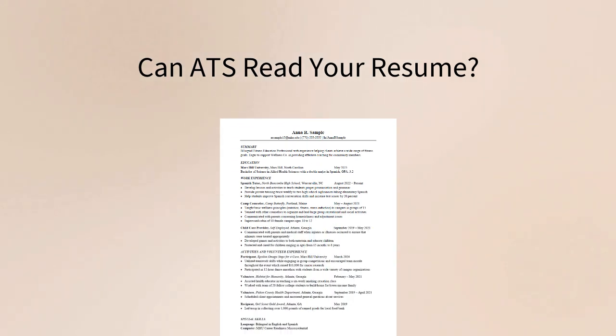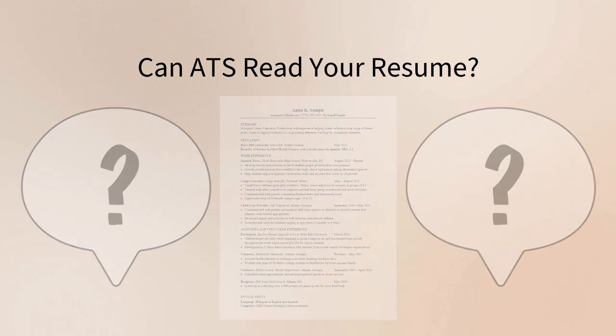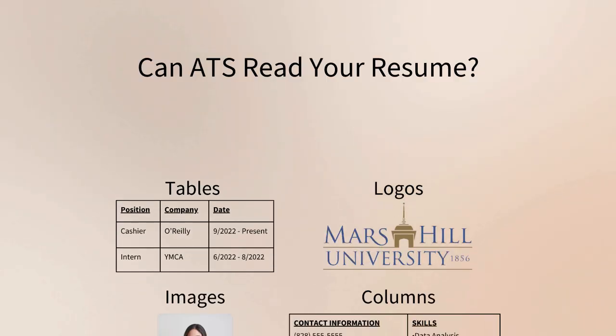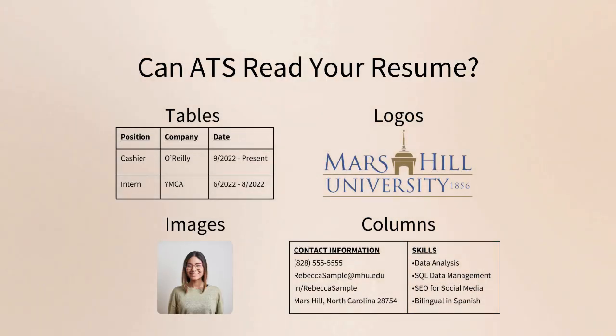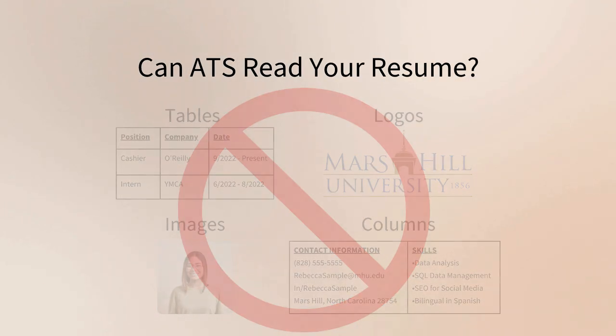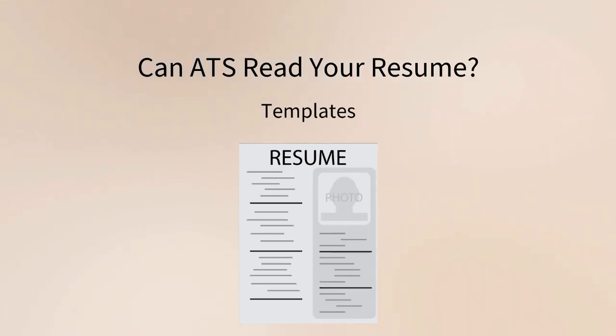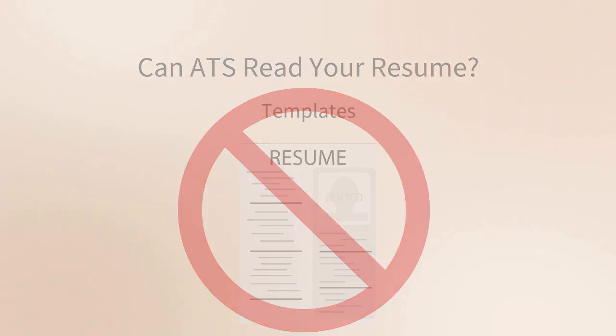The first step towards optimizing your resume is making sure that everything you type can be read by ATS. Tables, logos, images, and columns cannot be read by ATS and therefore should not be used. If they are used, any information contained in those sections will be ignored when your resume is scanned. Templates from Microsoft Word or other word processing softwares often contain text boxes, tables, and columns that cannot be read by ATS and therefore should not be used.